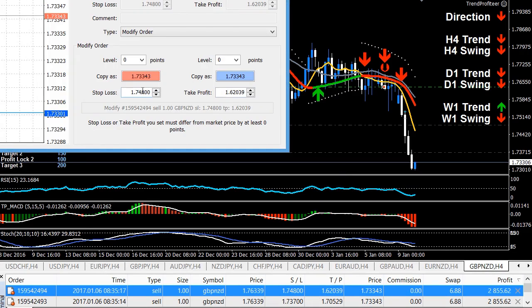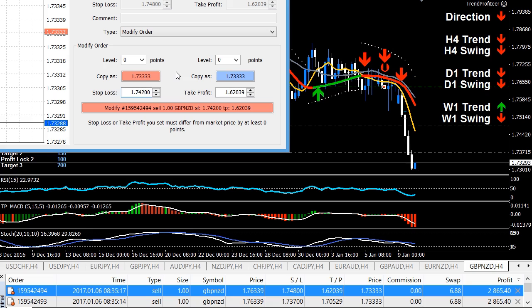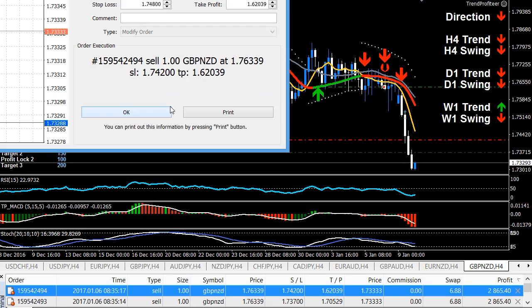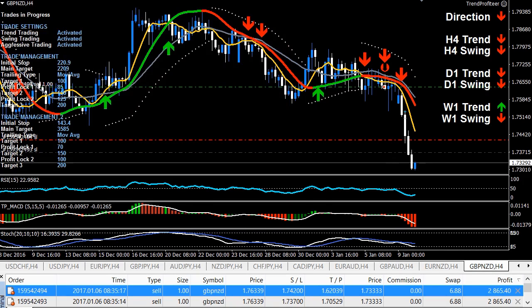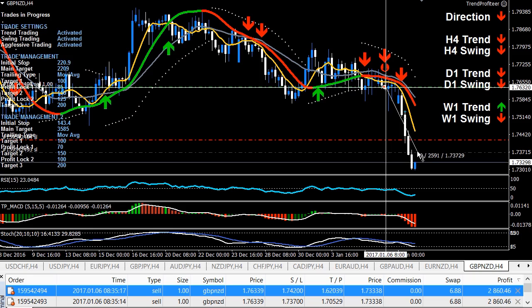So my second position here, I'm going to lock that in. I'm going to move my stop to 174.20, and there you go. Even more pips locked in, even more profits locked in. Around 260 pips on my first position, 200 pips on my second position.